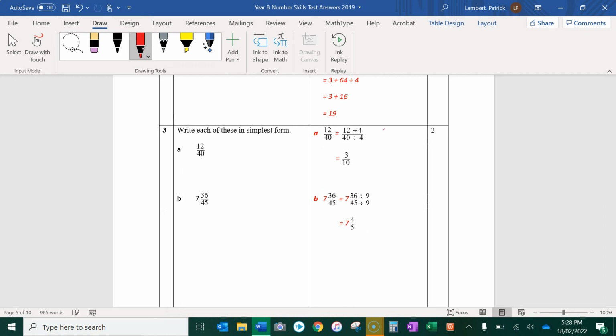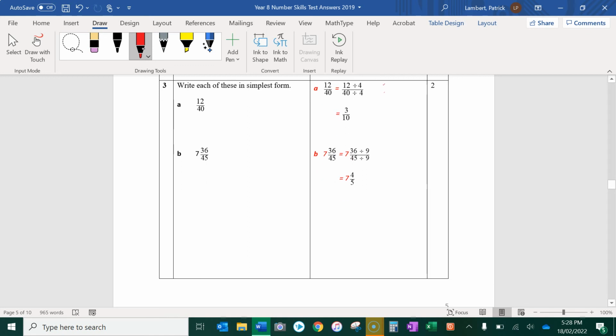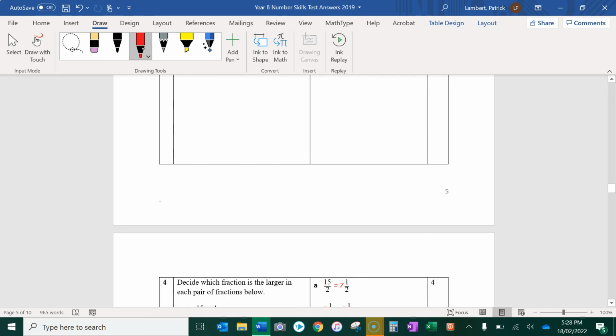Whatever you do to the top line, do to the bottom line. So same here. Whatever you do to the top line, do to the bottom line. 9 goes into both 36 and 45. You get 1 mark for that.